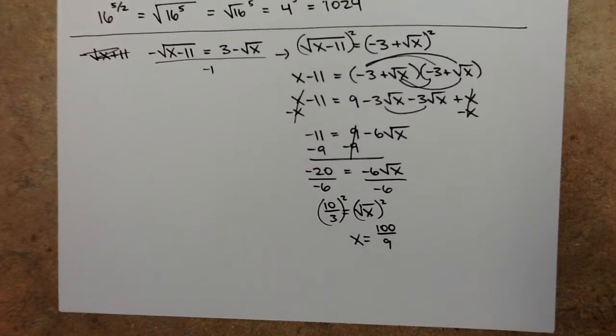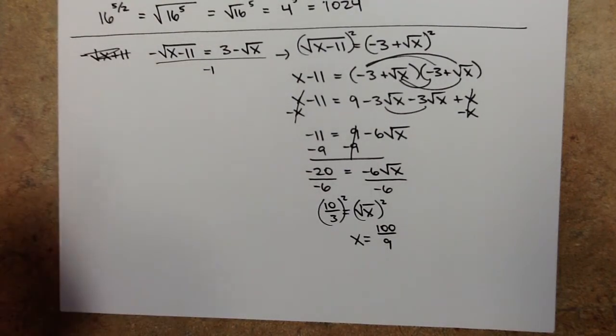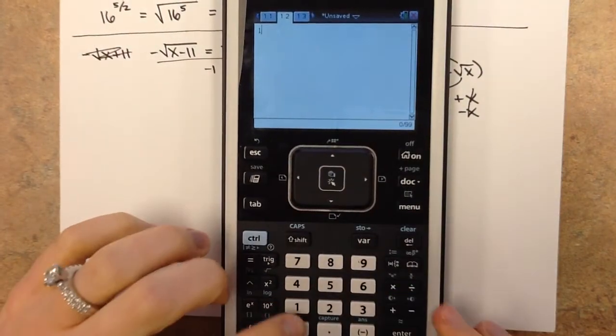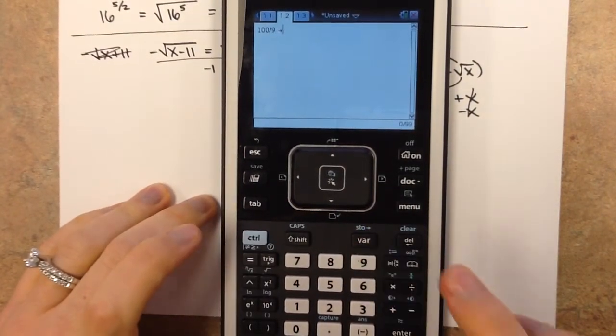So with these, remember with radical equations, you have to check your answer, no matter how confident you are of your algebra. Because I am very confident of my algebra here, but you're still going to check your answer. All right, so we're going to take that 100 divided by 9, and we're going to store it, which is control and then the button above the 9.